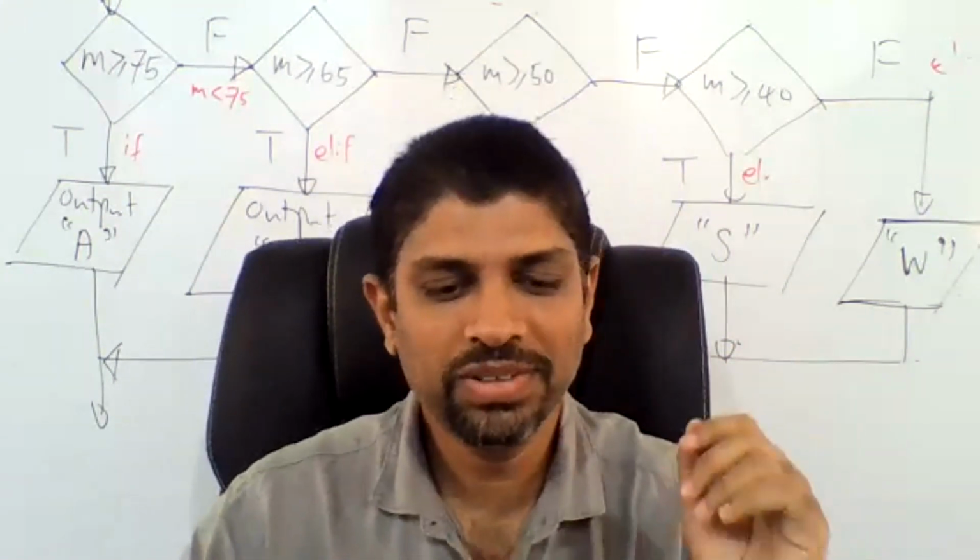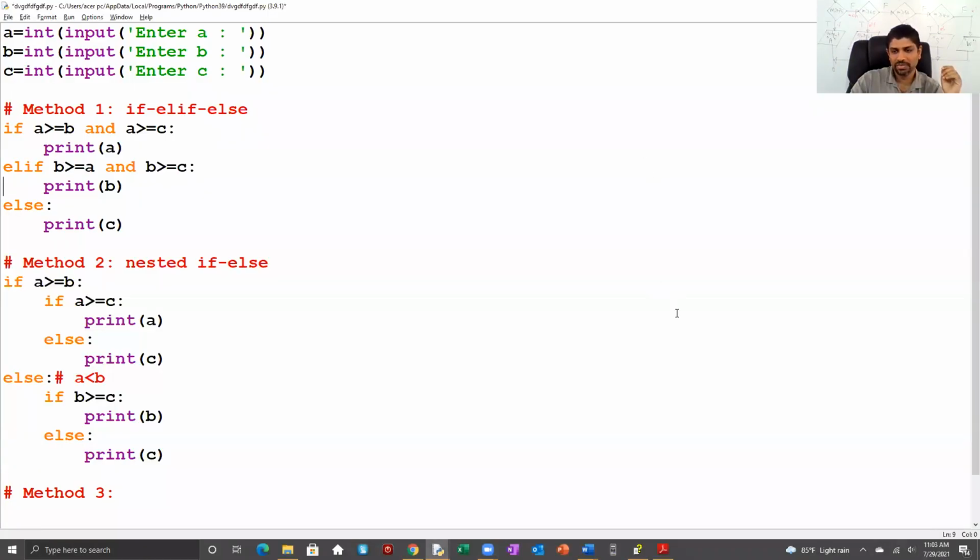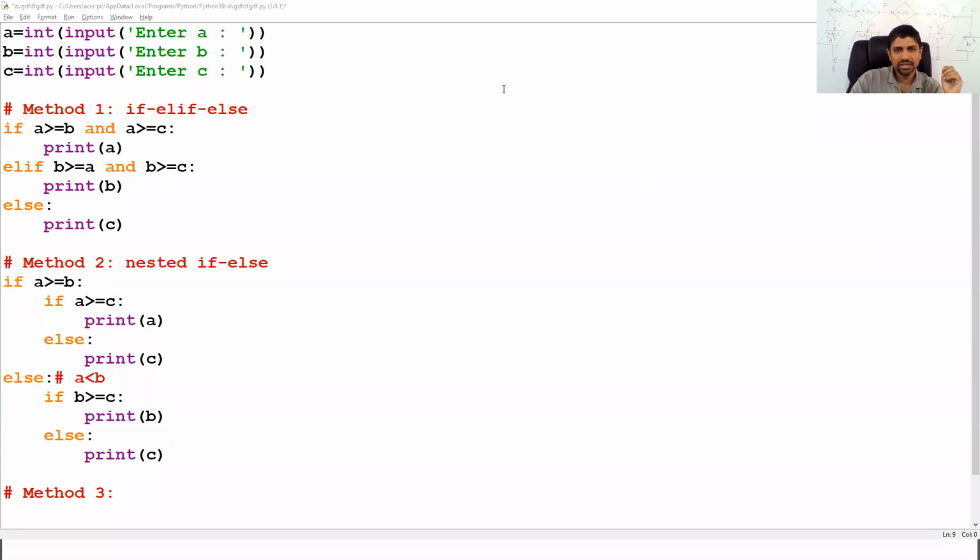So think about this situation. You have to find the maximum of 3 numbers. Okay, you have to find the maximum of 3 numbers, right? Then if I give you 3 numbers, all of you can find the maximum because you know the method.